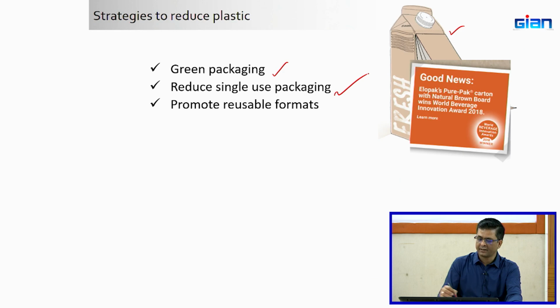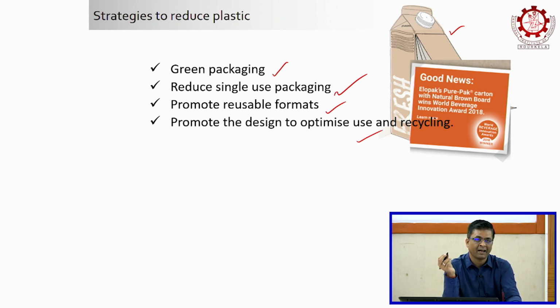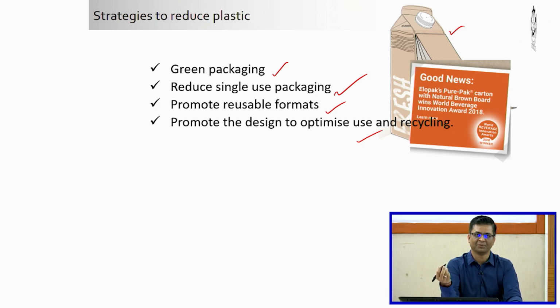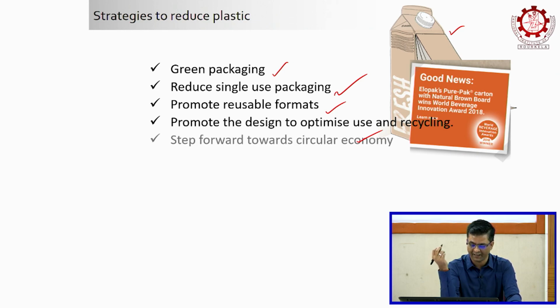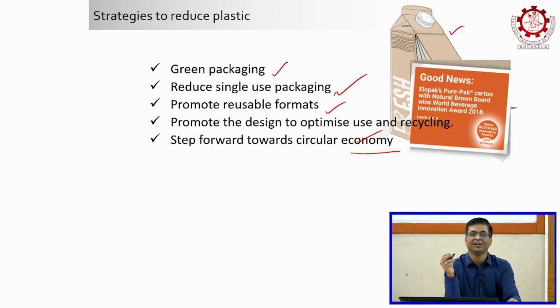Reduce single-use plastic, promote reusable formats, promote design to optimize use and recycling. See, the problem is when you take a plastic bag from home and go to the shop, people think of it as a prestige issue. Oh, I can buy it for 10 rupees. That's the problem. Prestige is another issue which has to be overcome, a step forward towards a circular economy. You've seen people buy a water bottle and keep refilling the same bottle. But because of the prestige issue, they say no, I don't want to use the same water bottle. You want to buy a new water bottle so that it looks fancier.